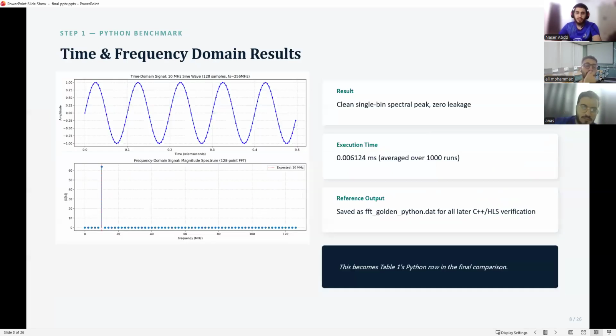Python benchmark result. After running the FFT in Python, we obtained a clean single peak in the frequency domain. The average execution time was approximately 0.006 milliseconds. The output was saved as the golden reference and later used to verify both the C++ and HLS implementations.